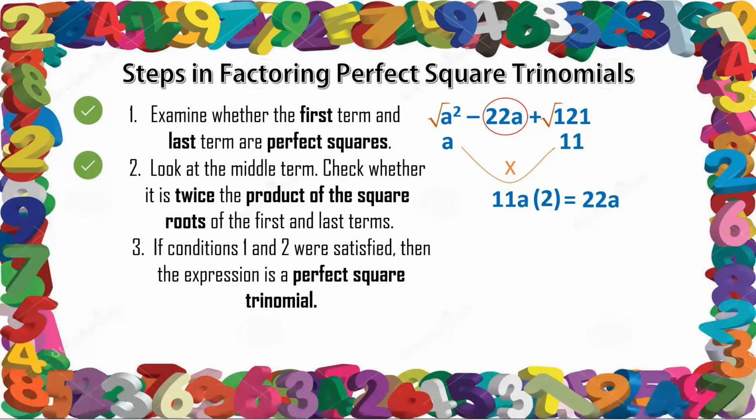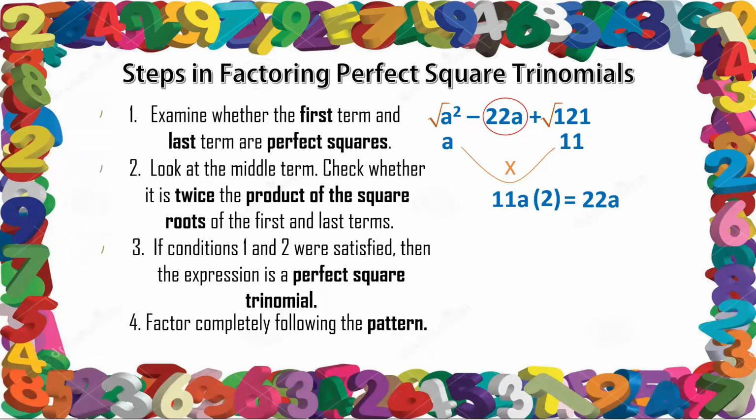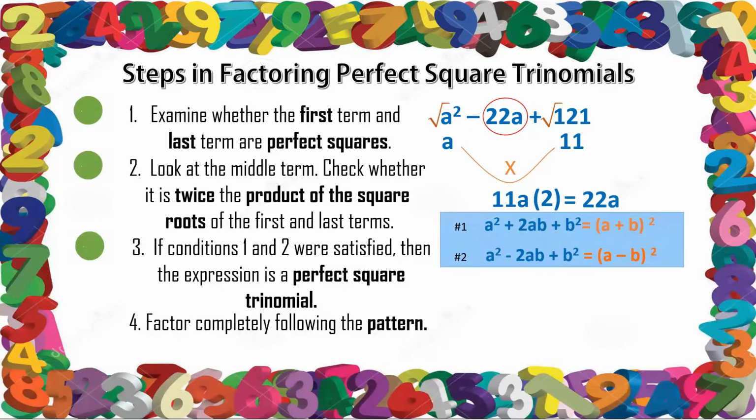For our third step, if conditions 1 and 2 are satisfied, considering also the operations pattern, then the expression is a perfect square trinomial. Check for step 3. For our last step, factor completely the given trinomial following the pattern. Here you go, that's the pattern.